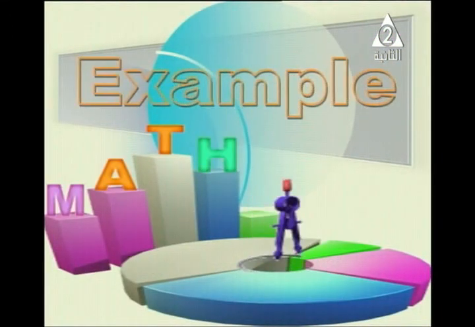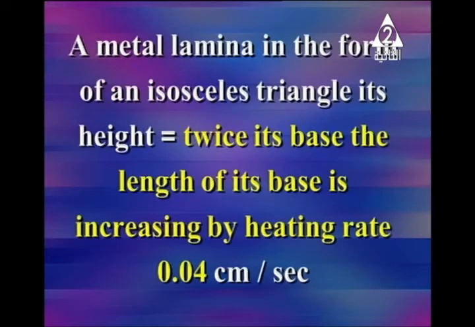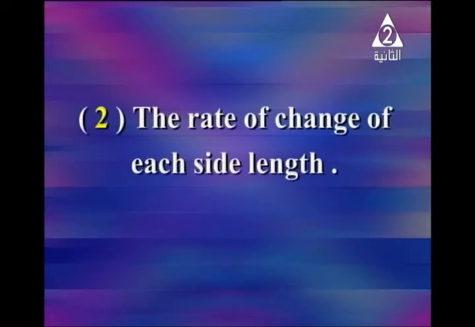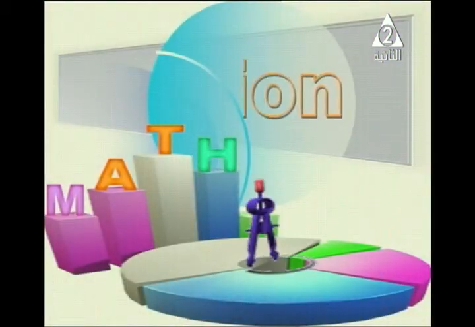Another example. A metal lamina in the form of an isosceles triangle, its height equals twice its base. The length of each base is increasing by heating at a rate of 0.04 centimeter per second. Find the rate of increase of the surface area of the lamina when the base is 8 centimeters, and the rate of change of each side length.